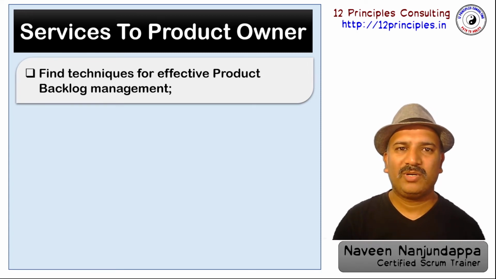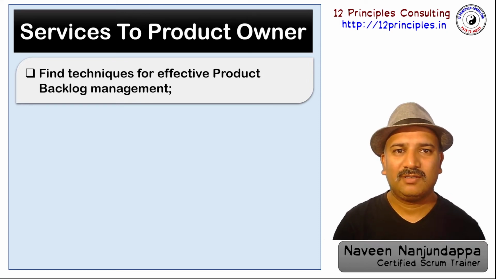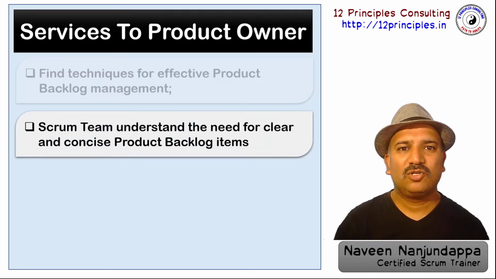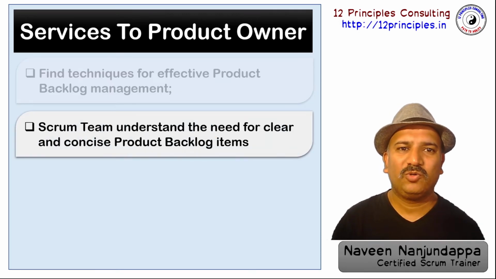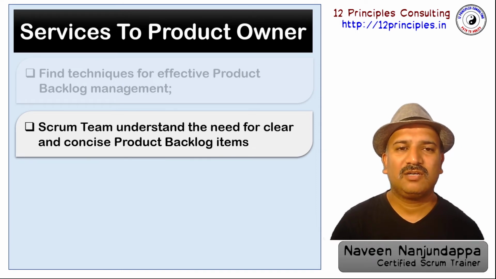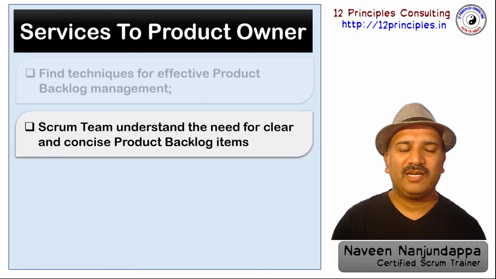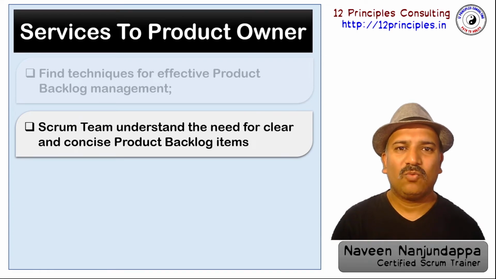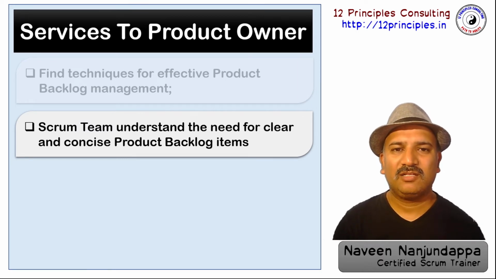Remember, we are in a complex zone and inspecting and adapting is key even for product backlog management. The Scrum Master services towards the product backlog would be to ensure that the team members understand the need for having clear and concise product backlog items, especially when we are working in a complex zone. It is important that the team understands why they have to spend some time during the product backlog refinement for their effectiveness in handling complex systems.